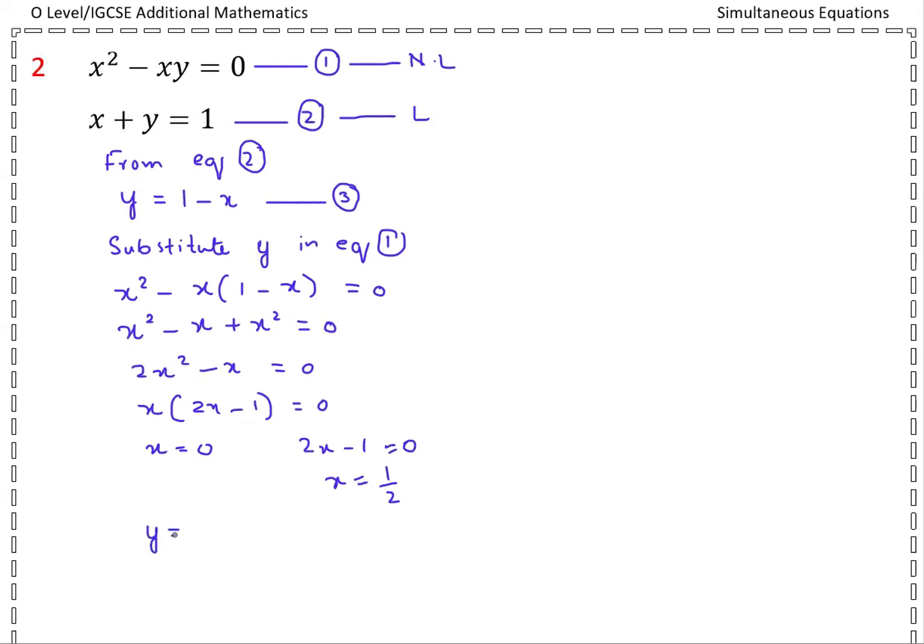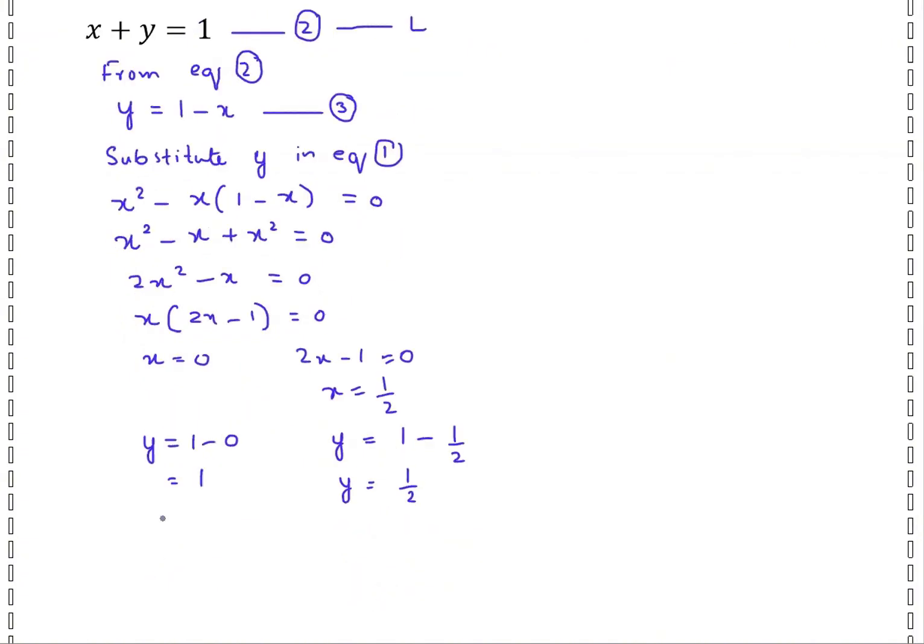So we have y is equal to 1 minus 0, which is equal to 1. Here we have y is equal to 1 minus 1 upon 2. So y is equal to 1 upon 2. We have coordinates (0, 1) and (1 upon 2, 1 upon 2).